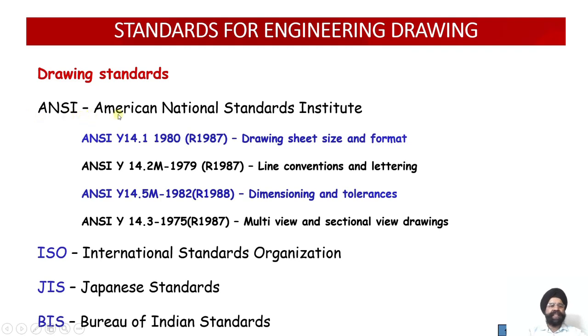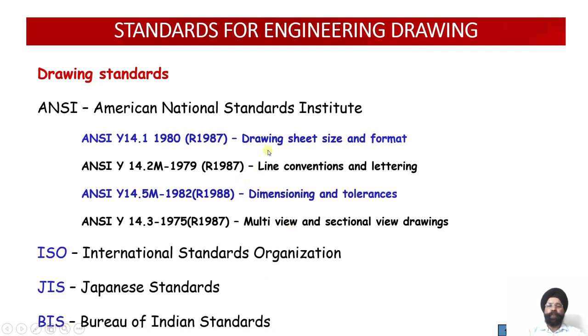ANSI stands for the American National Standards Institute, but the components which are there in ANSI will be the same components under the ISO, under the JIS, that is the Japanese Industrial Standards, as well as BIS. BIS stands for the Bureau of Indian Standards. In whichever country you may work, the standards will remain the same irrespective of the country of origin. ISO is the universally accepted standard which is applied in many countries, whereas in India we are following the Bureau of Indian Standards, which we call BIS.